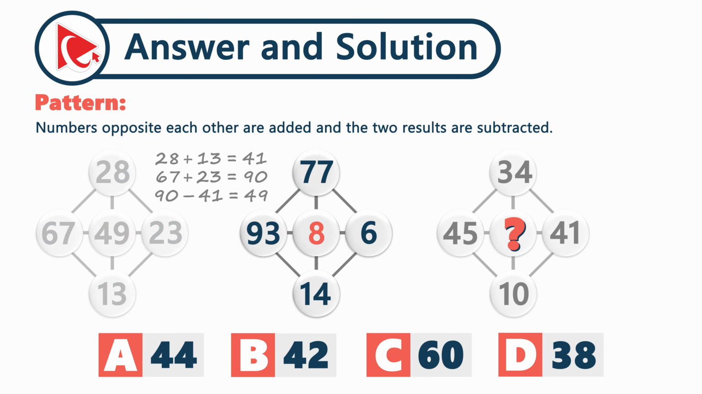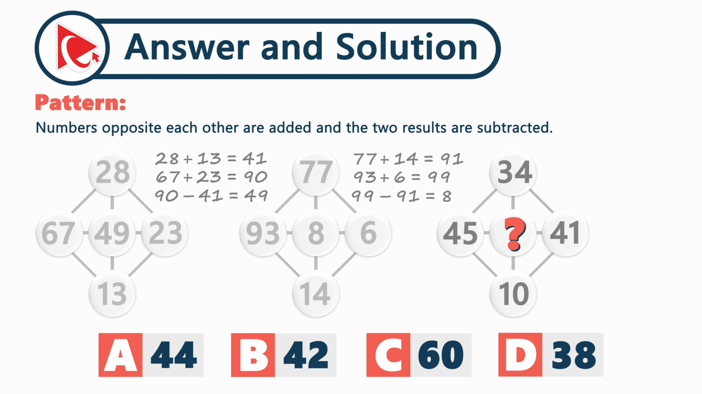Let's look at the second rough diamond and validate our pattern. 77 plus 14 equals 91. 93 plus 6 equals 99. 99 minus 91 equals 8. And now is the moment that you've been waiting for. Now it's the magic time to calculate the missing number.